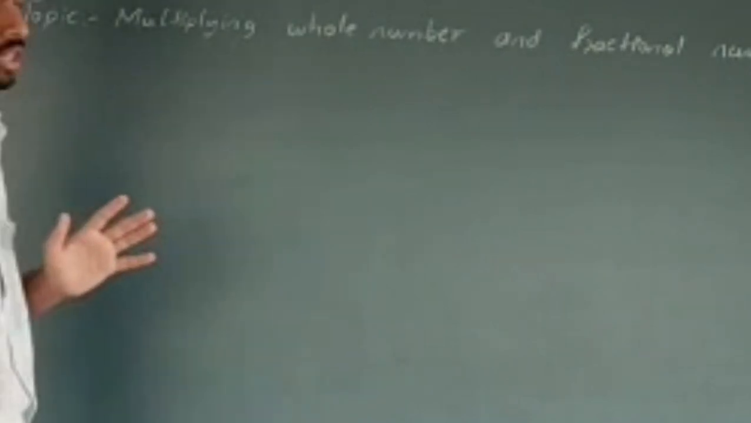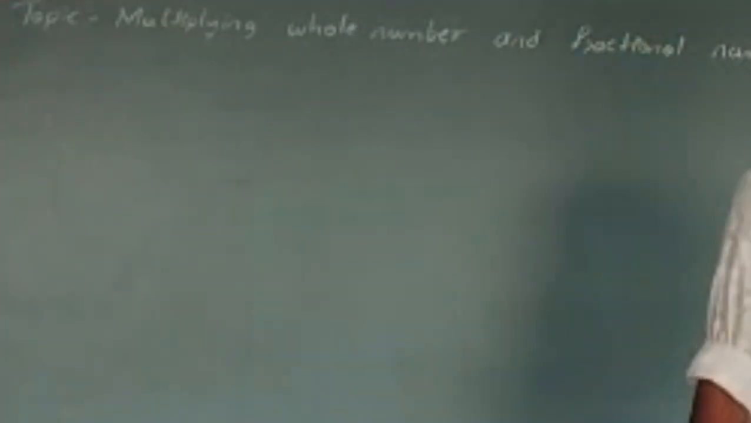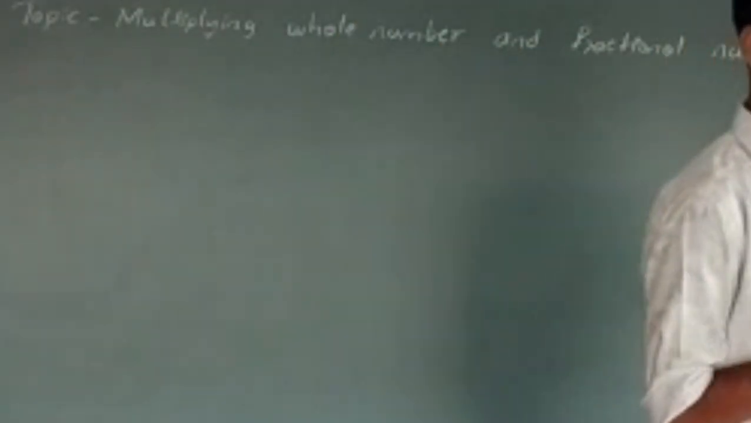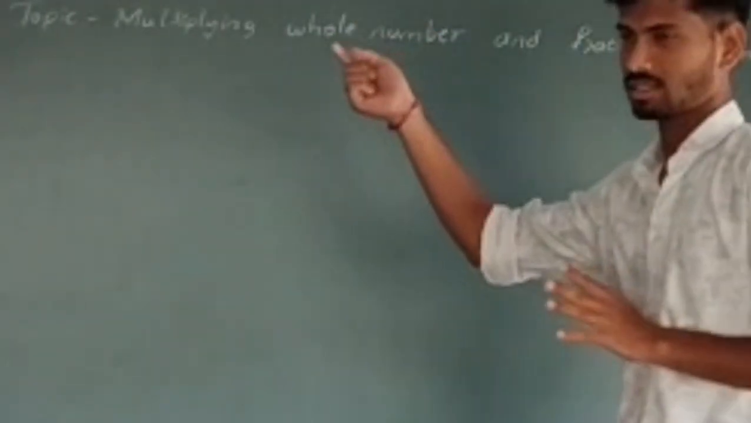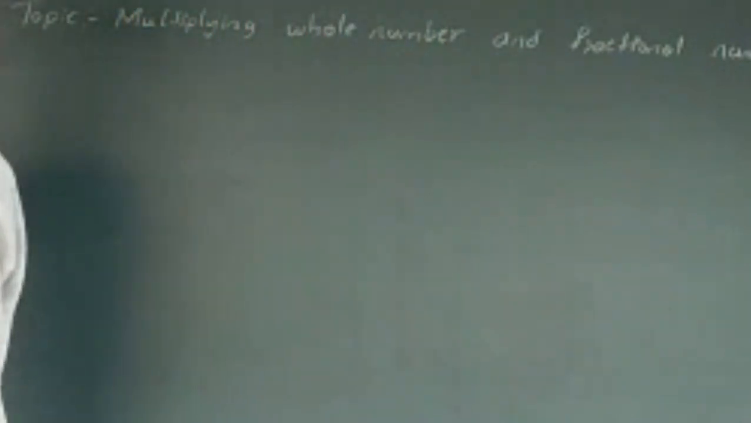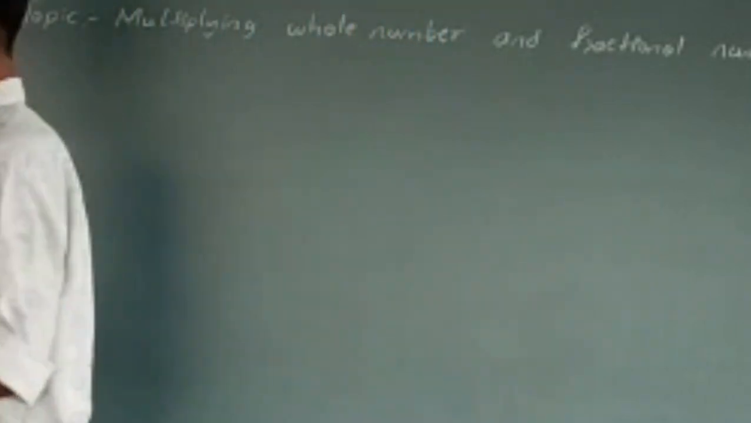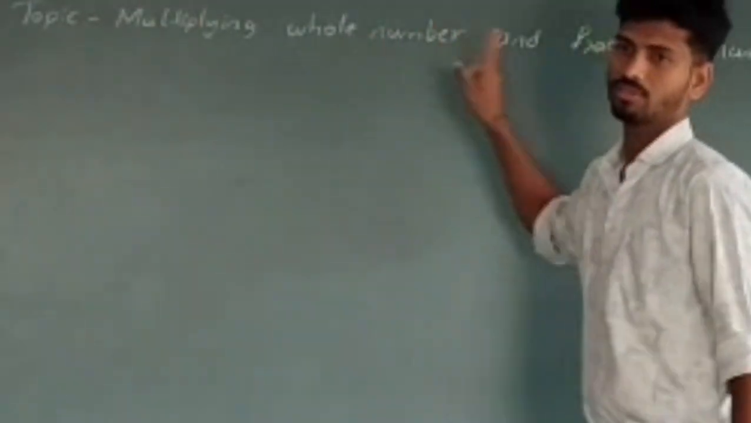So I told you there are 5 exercises. Okay. So the first 3 exercises are dedicated to fractional numbers. They are 2.1, 2.2, 2.3. Okay. The last 2 exercises, that is 2.4 and 2.5, are dedicated to decimal numbers. So today we are not going to touch decimal numbers. First we will understand what are fractional numbers and their types. Then we will move to multiplying whole number and fractional number.